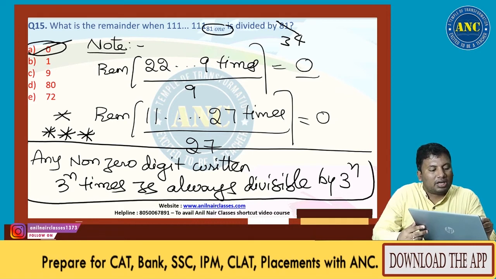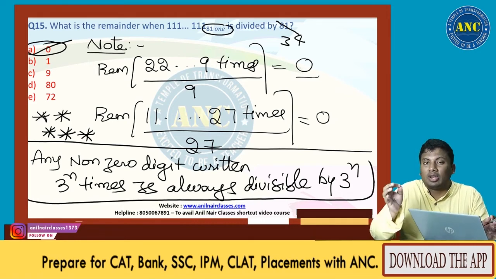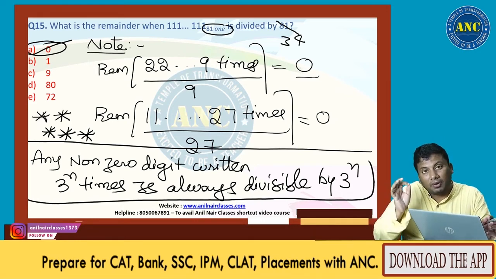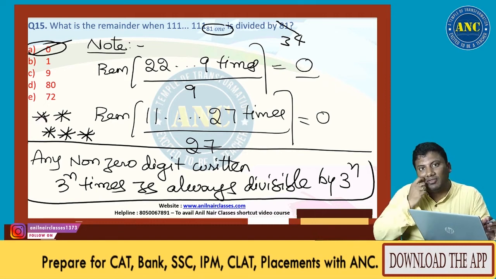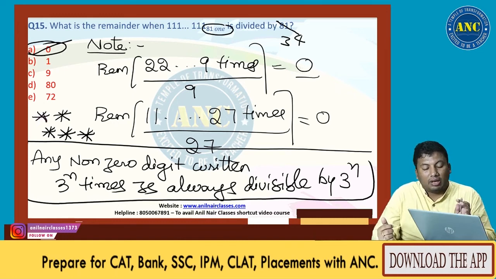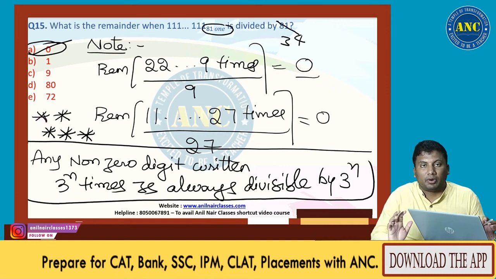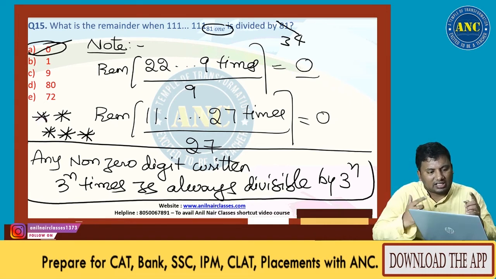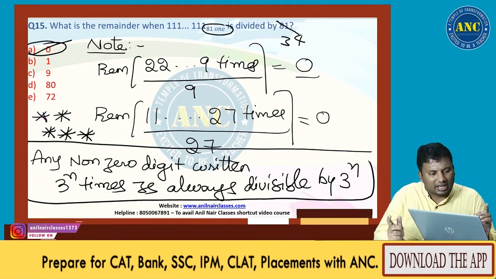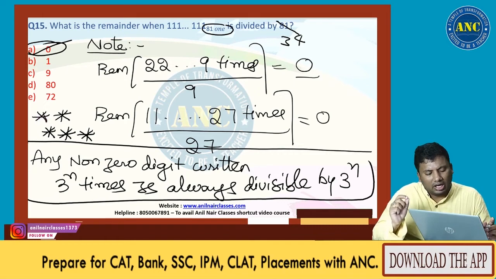Please make an important note of this learning. Any non-zero digit written 3 power n times is always divisible by 3 power n. Extremely important point. This question, the same model can also be asked in a slightly different way. I created the next question in one of the mocks, when I was working with Career Launcher.